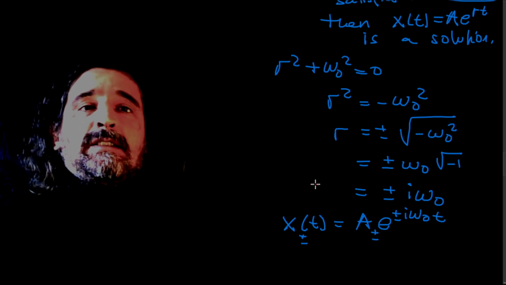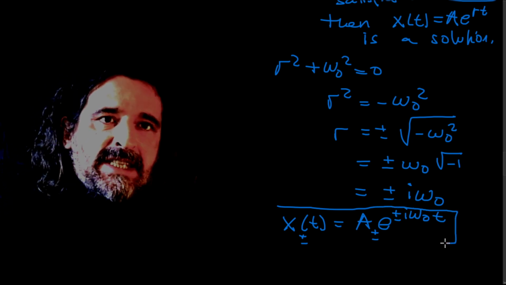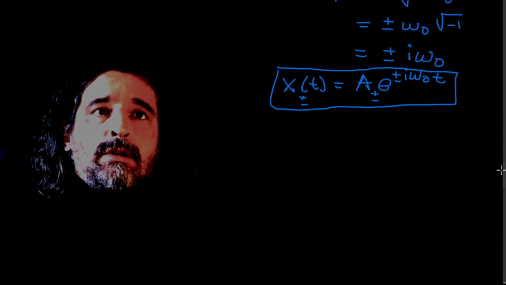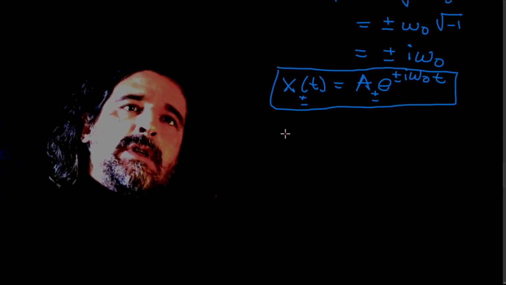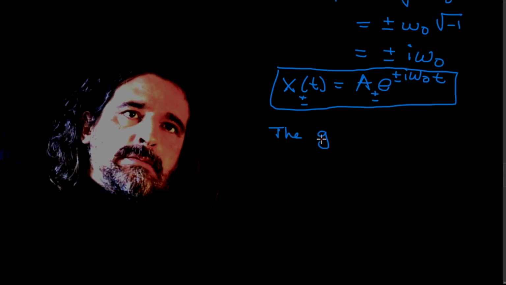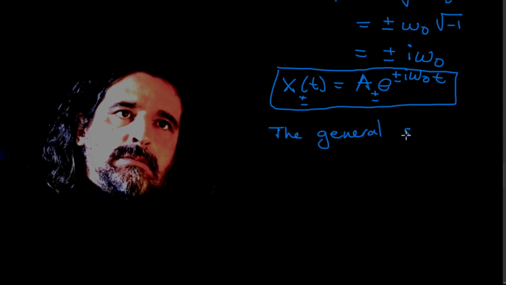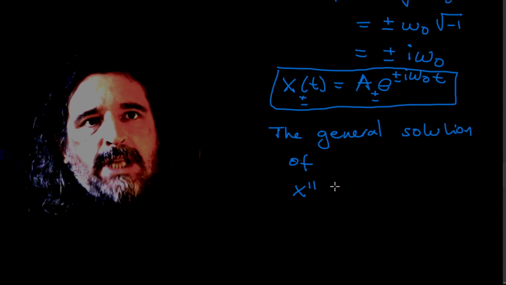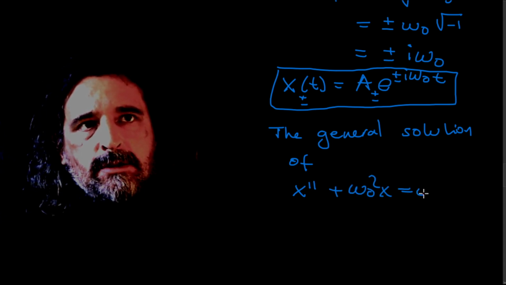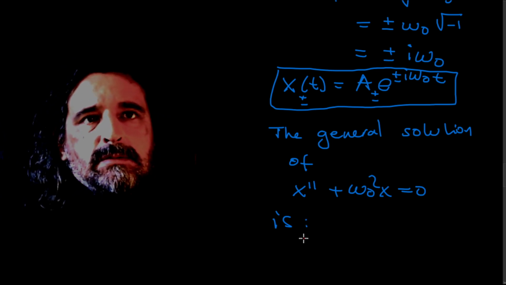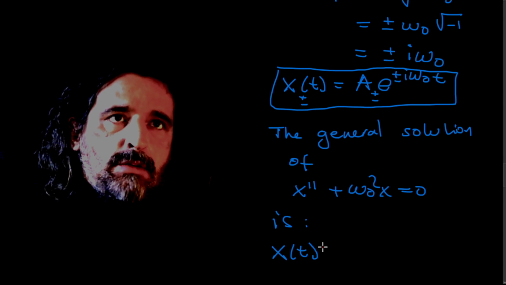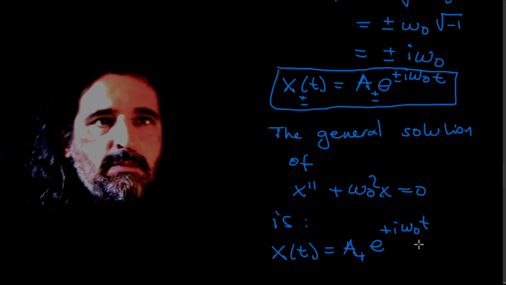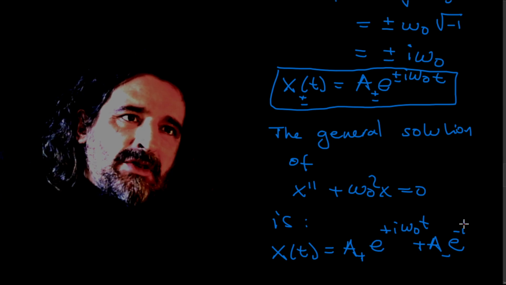These are called linearly independent solutions. And the general solution of that differential equation is a linear combination of linearly independent solutions. So the general solution of x double prime plus omega naught squared x equals 0 is x of t equals a plus e to the plus i omega naught t, plus a minus e to the minus i omega naught t.